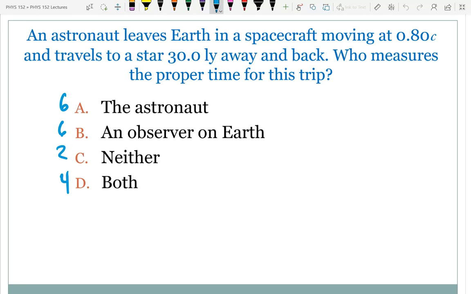If I asked who measures the correct time, the correct answer would have been both. Right? Because they're both equally valid measurements. But proper doesn't mean correct. Proper is the one that's the shortest possible time for the trip. Well, we can just take those numbers and say, well, which one's shorter?